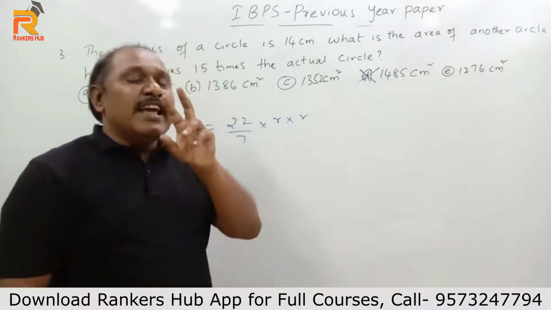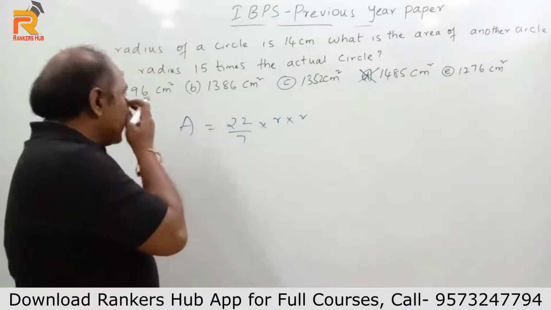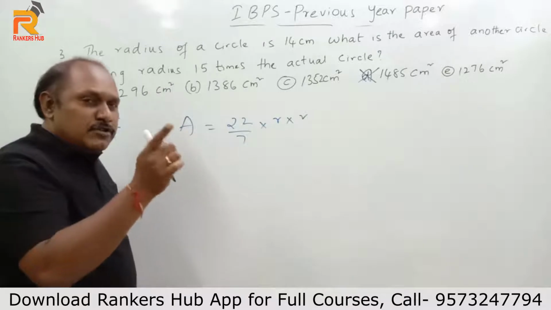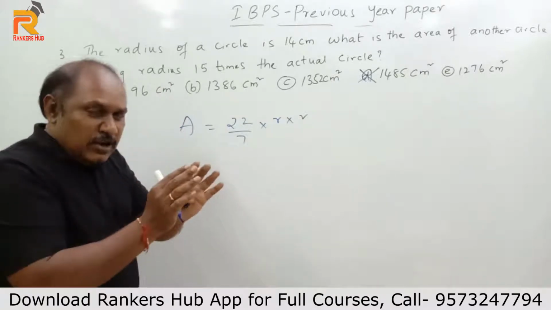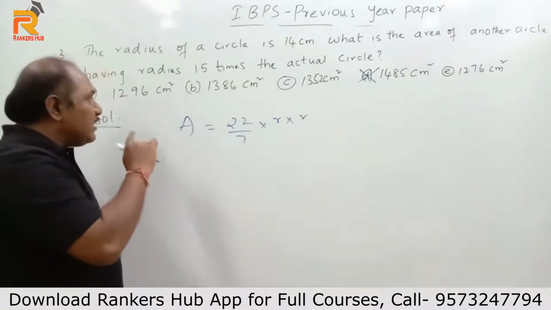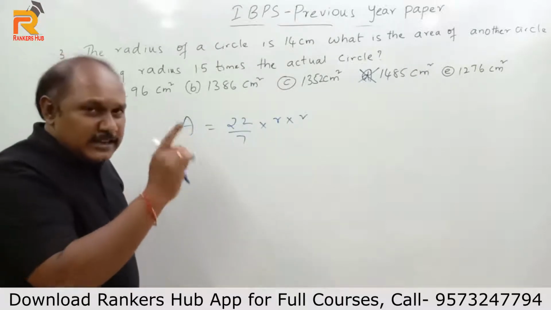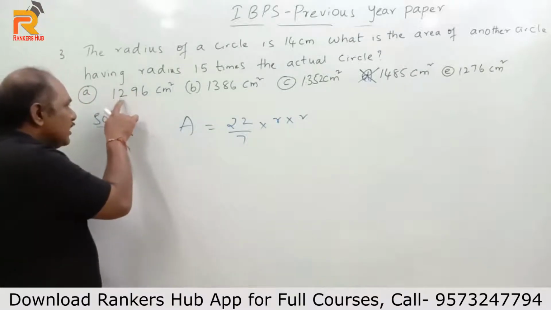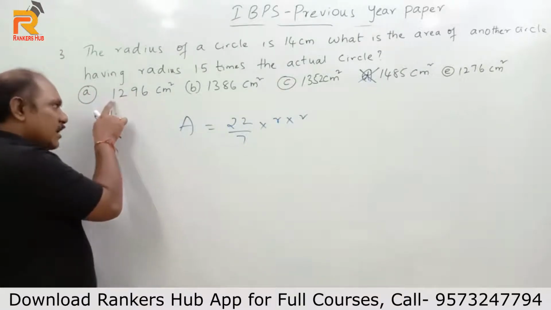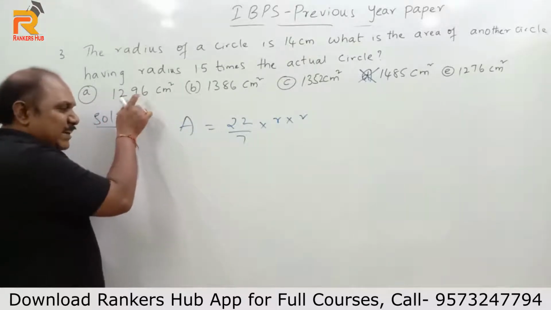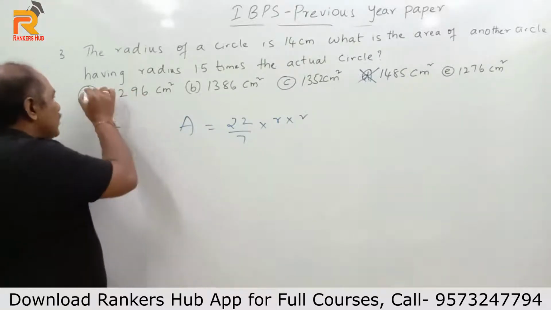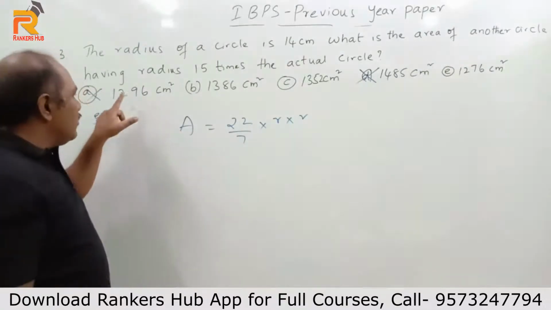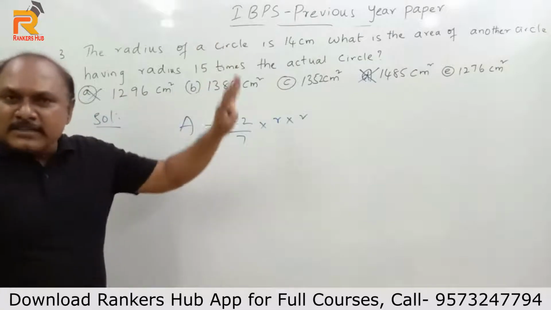Now what is the condition that a number is a multiple of 11? The difference of the sum of alternate digits should be either 0 or a multiple of 11. So here, 1296: 9 plus 1 is 10, 2 plus 6 is 8, 10 minus 8 is 2. So this answer is not a multiple of 11. So 1296 cannot be the answer for my question.